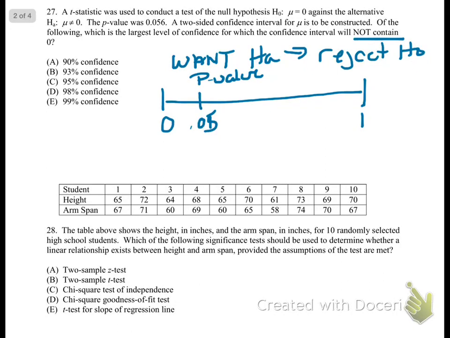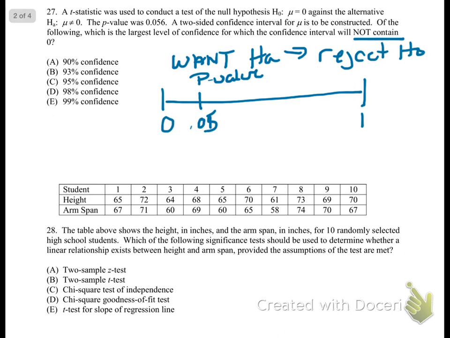Okay, let's look at number 27. I've done some scratch work here. So my p-value is 0.056, and it's a two-sided confidence interval for mu. Okay, now notice that it says will not contain 0. So if it doesn't contain 0, therefore we want Ha, because that means mu is not equal to 0. And if we want Ha, that means we need to reject H0.